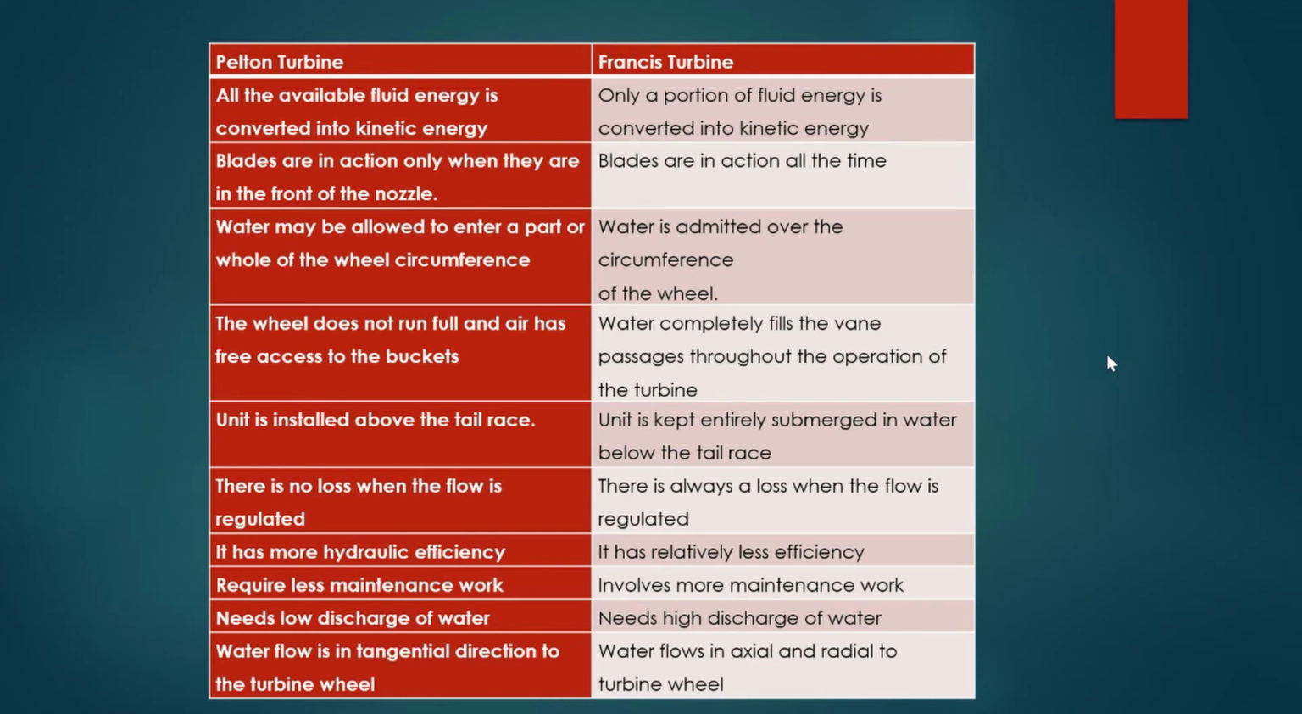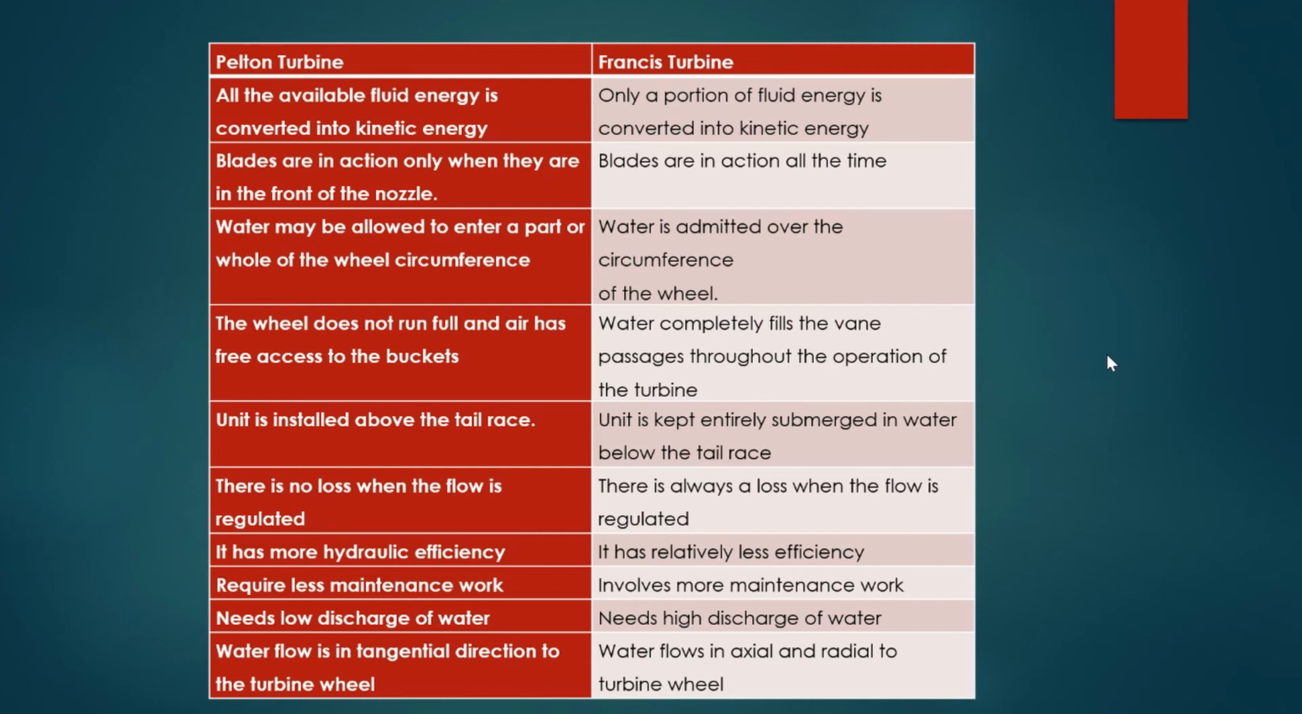Third one, water may be able to enter a part or whole of the wheel circumference, but for Francis turbine, water is admitted over the circumference of the wheel. Fourth, the wheel does not run full and air has free access to the buckets. For Francis turbine, water completely fills the vane passages throughout the operation of the turbine.